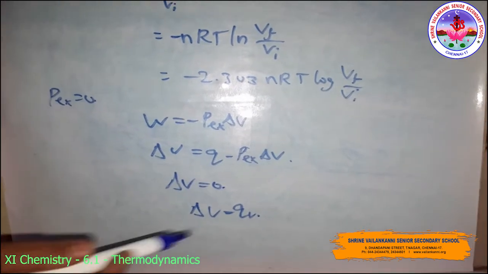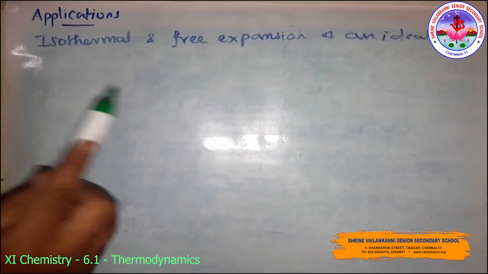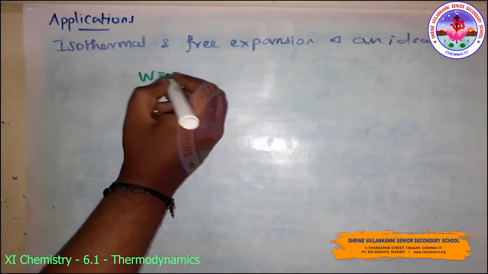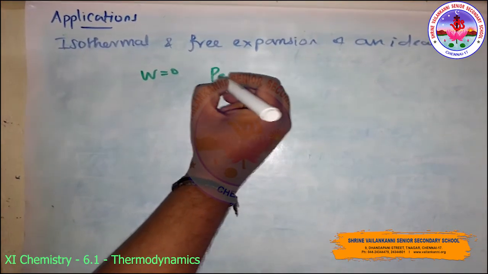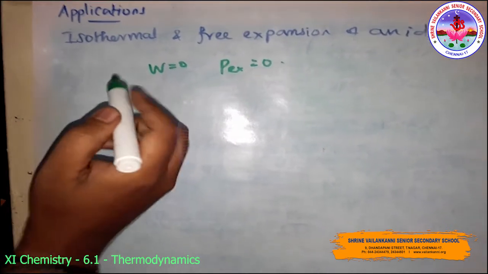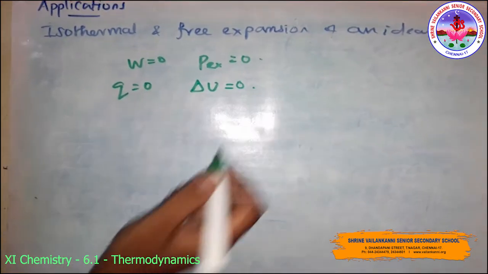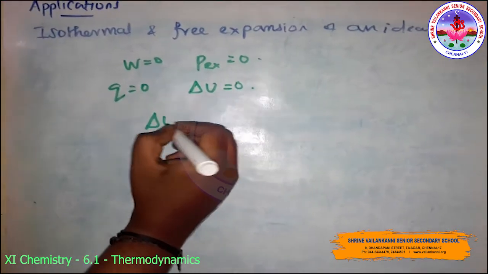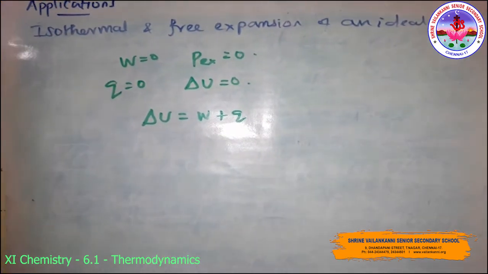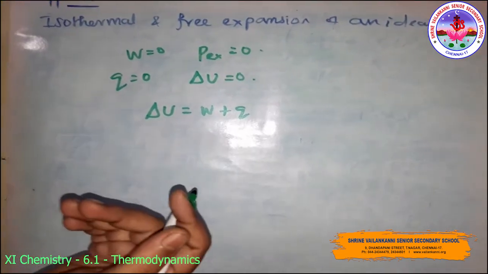Then the isothermal free expansion of an ideal gas. Here for isothermal, that is T constant, expansion of an ideal gas into vacuum, W is equal to 0, since the external pressure is equal to 0. Also Joule determined experimentally that Q is equal to 0, and therefore delta U is equal to 0. Already we know the equation delta U is equal to Q plus W.